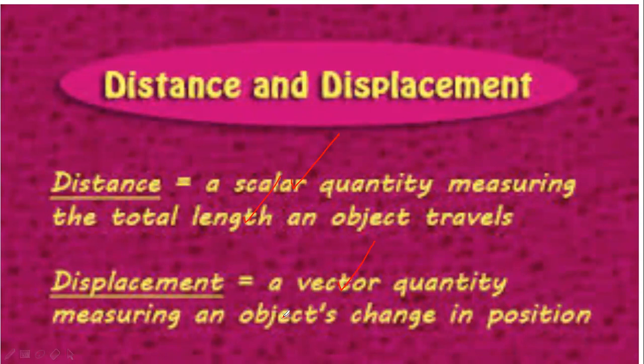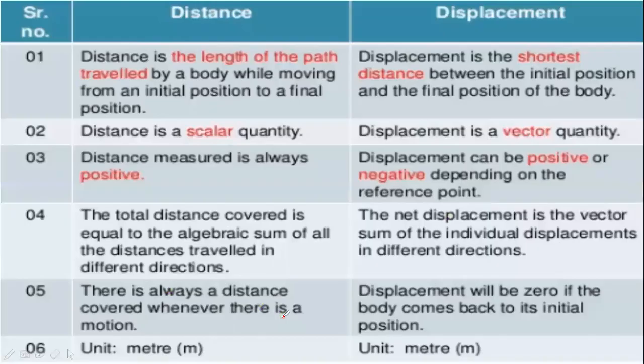Distance is the actual path traveled by a body, and displacement is the shortest distance between 2 points. Distance is measured in meter. Displacement is also measured in meter. Now, in the next example, there are some examples which I will show you, and I will give you the concept of distance and displacement. This is a table in which differences and similarities are written.